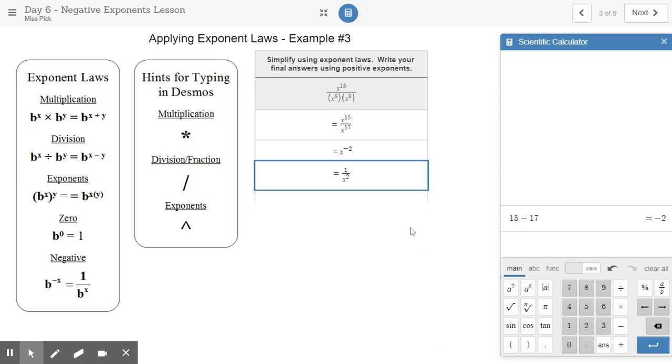Now from here, I couldn't work that out if I wanted to, since x is not a number, it's a variable. So my final answer is 1 over x to the power of 2.